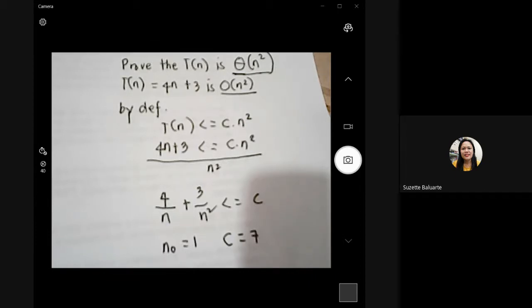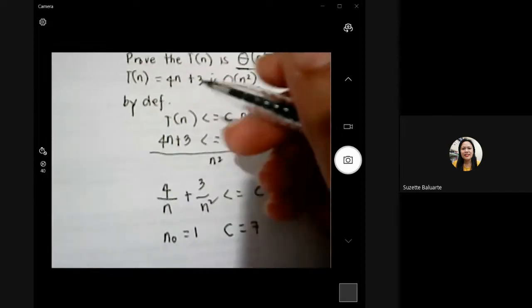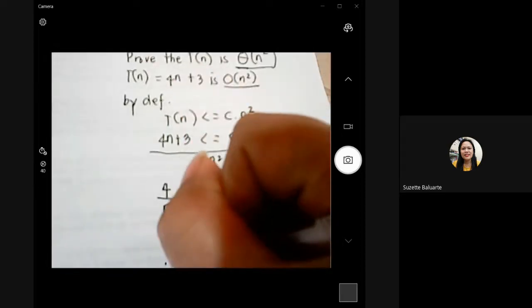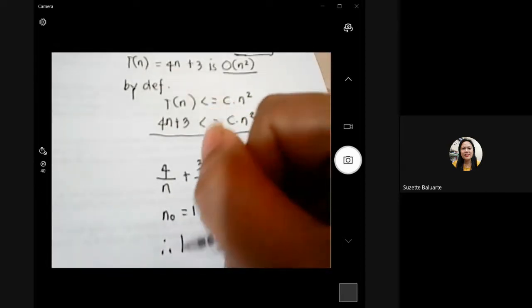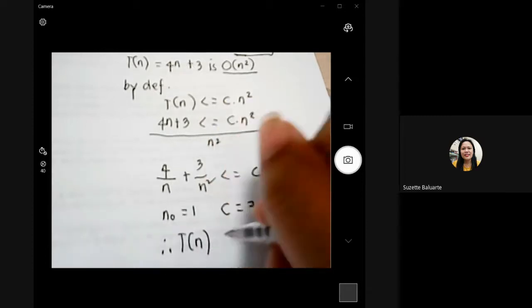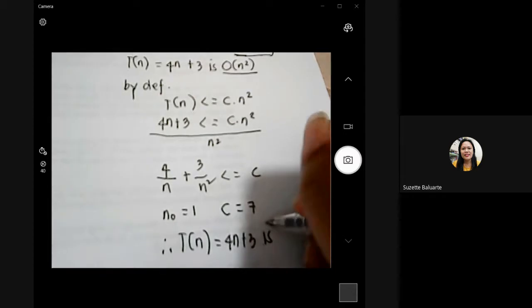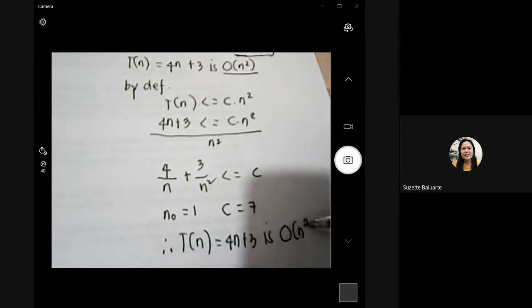How about others? Same, Miss. Decrease, same. So in that case, you will say, therefore, T of n, which is equals to 4n plus 3, is the big O of n squared.